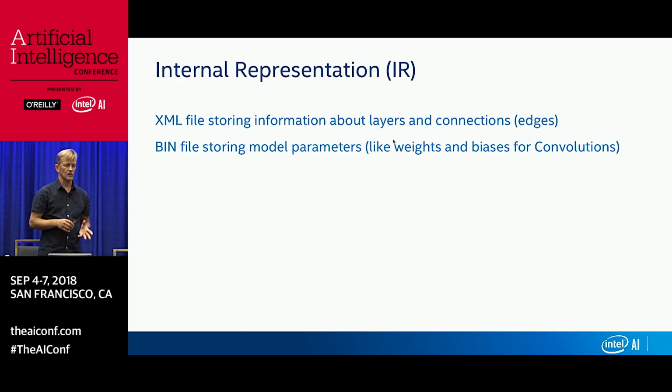So after model conversion, the framework model will be represented as an internal representation, which has two parts. The first one is an XML file, which stores information about layers and layer parameters like kernel size for convolution, paddings, strides, and so on. And the second file is a binary file. It's just a plain binary file without any, let's say, additional internal structure. It's storing information like convolution parameters, weights, biases, scale shift parameters, and so on.